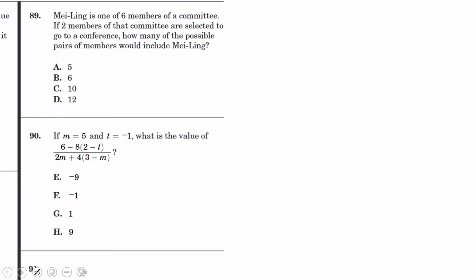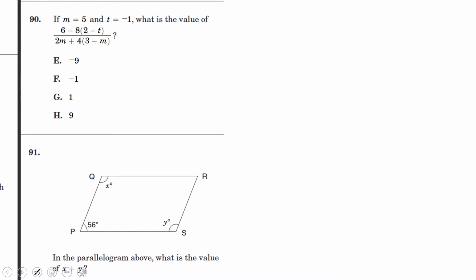Next, Mei Ling is one of the 6 members of a committee. If two members of that committee are selected to go to conference, how many of the possible pairs of members would include Mei Ling? So she can be here, and then we have another 5. But we can also do 5 here and M here. Here's the thing: we will be double counting, so we're just looking for the 5. So it's A.